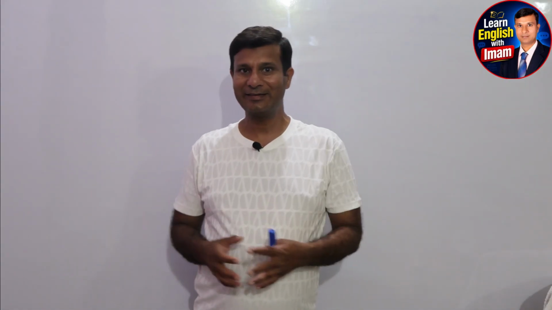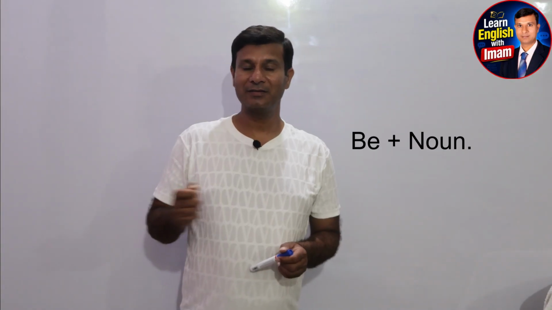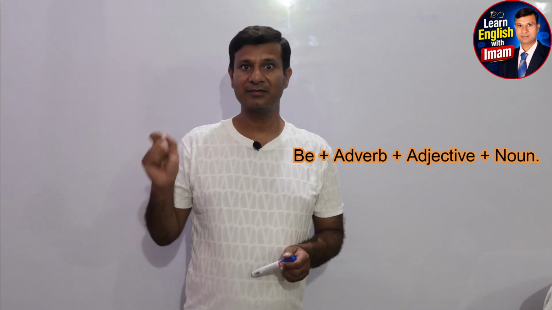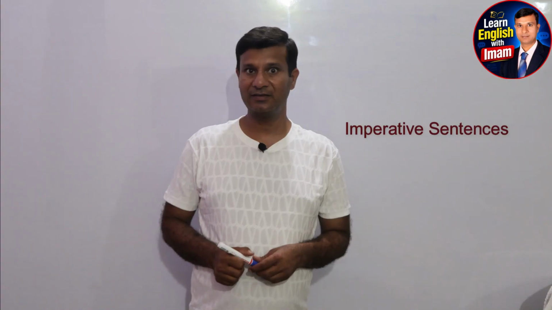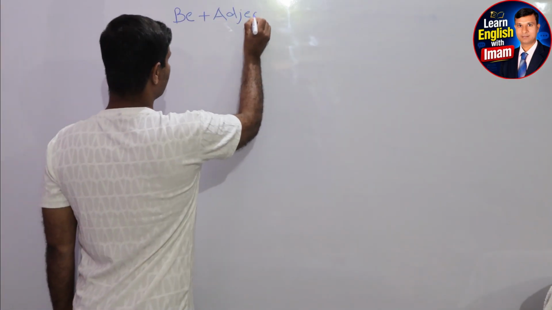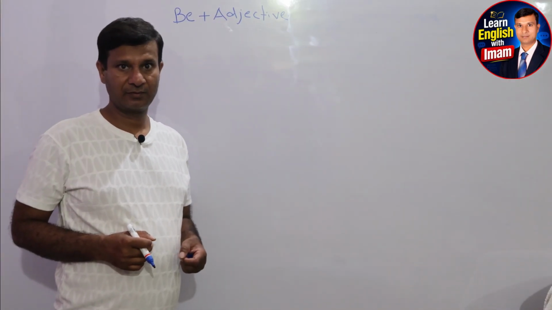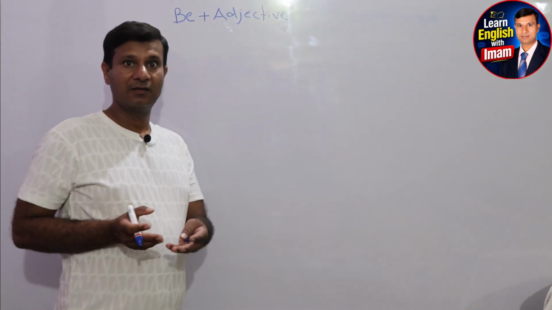Let's learn the part 2 of yesterday class. In the previous class, we have talked about English structure, be plus noun, be plus adjective plus noun, be plus adverb plus adjective plus noun. These all are imperative English structures, imperative sentences. Today we have be plus adjective, right? Let's understand it from examples.